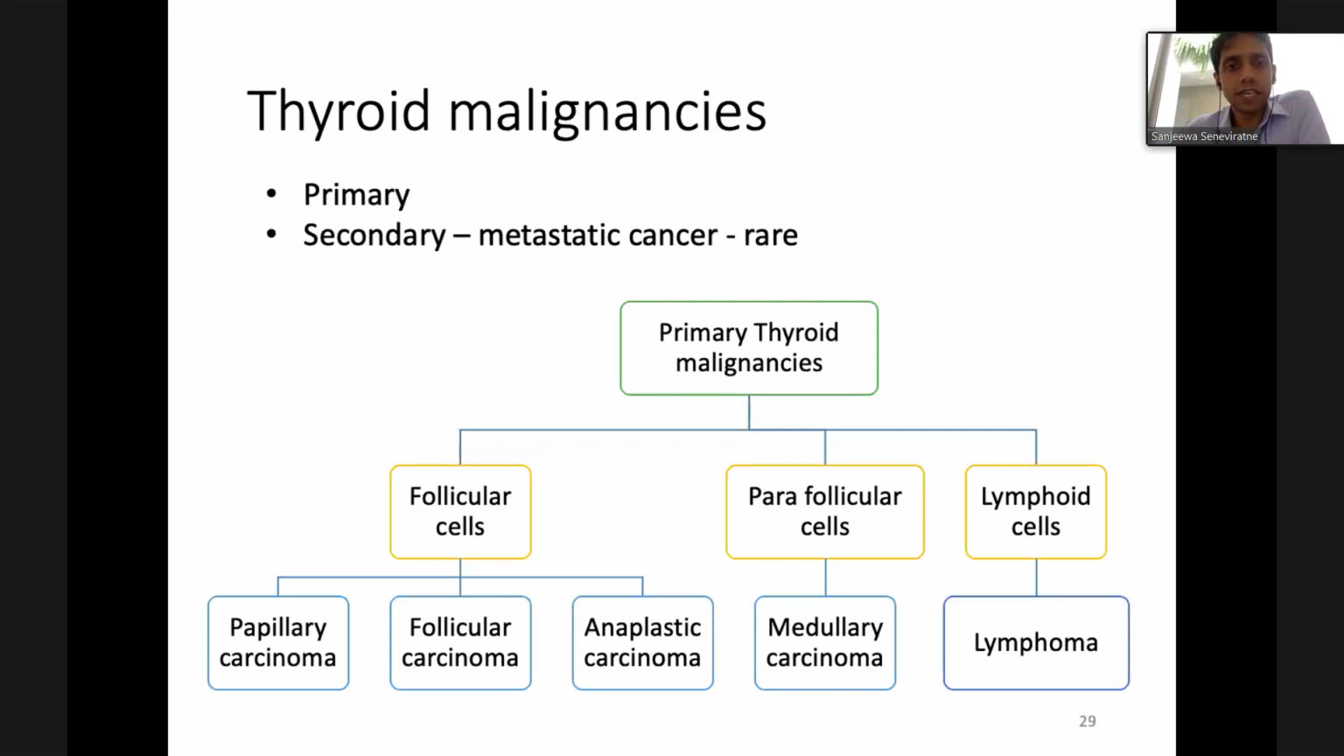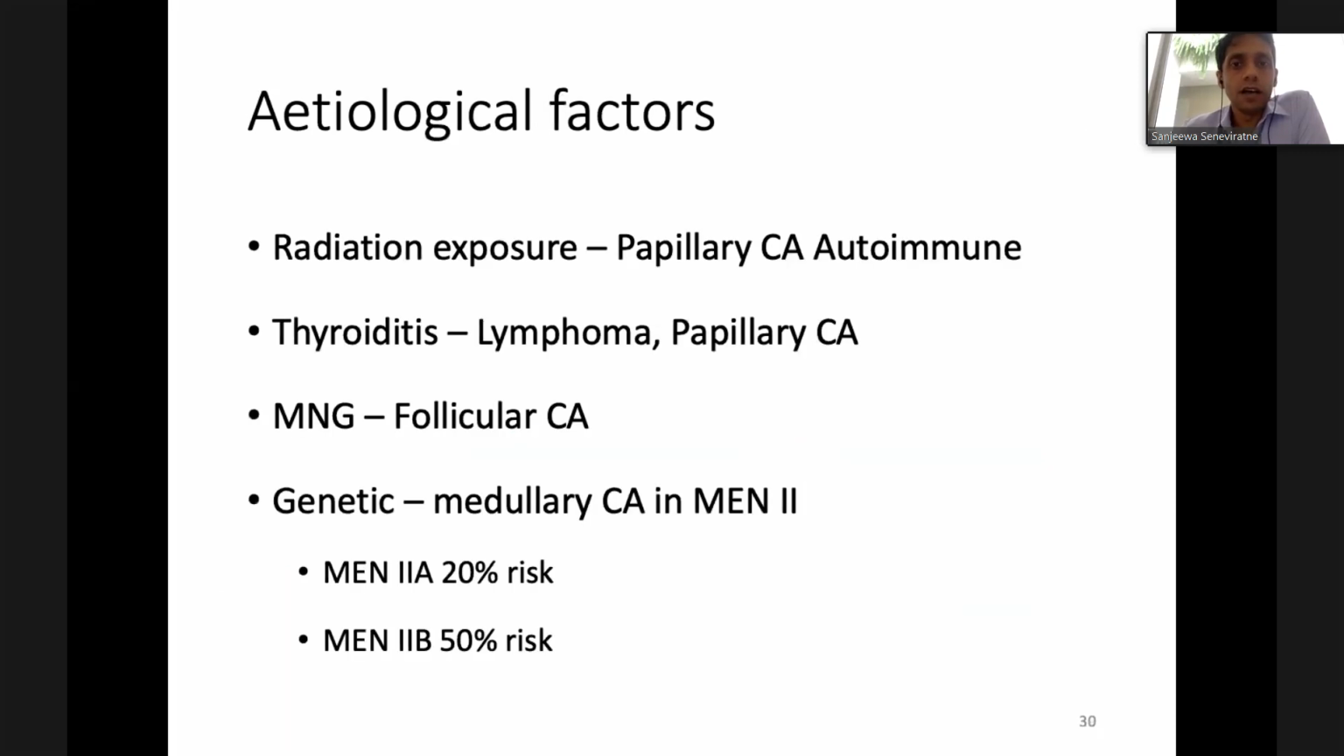So this is the broad classification of thyroid malignancy. There are primary and secondary. Secondaries are rare. Primary ones may arise from follicular cells or parafollicular cells, or rarely from lymphoid cells which are inside the thyroid. So follicular cells, if they are differentiated, are either papillary or follicular. Undifferentiated is called anaplastic carcinoma, which is a very, very aggressive lethal carcinoma. If the tumor arises from parafollicular cells, they are called medullary. If they come from lymphoid cells, they are called lymphomas. These are the common types of thyroid malignancies that we see.